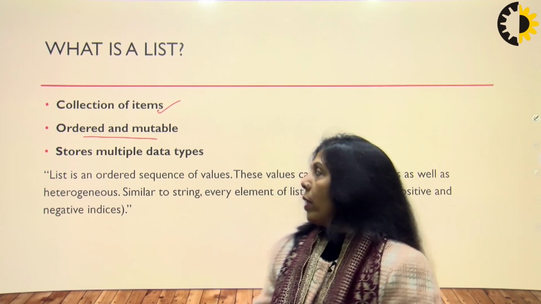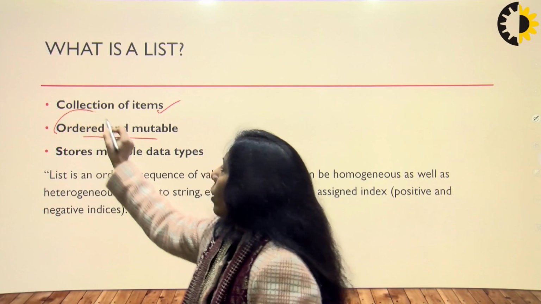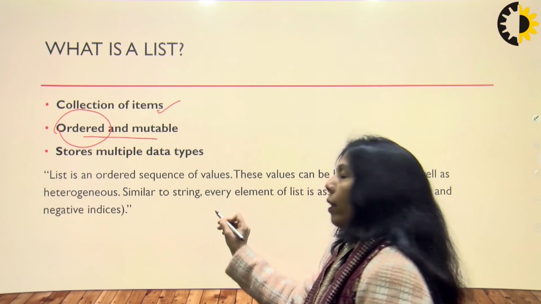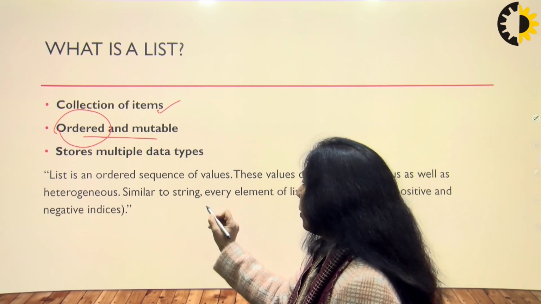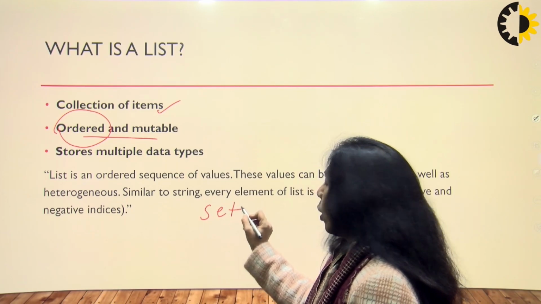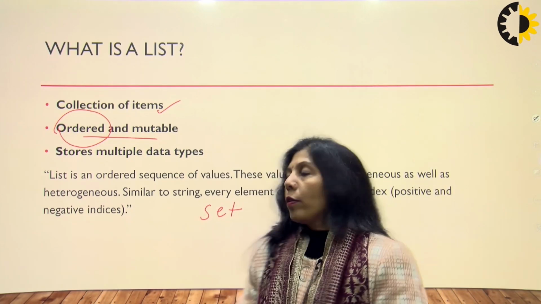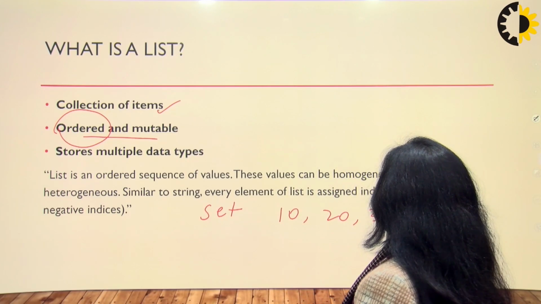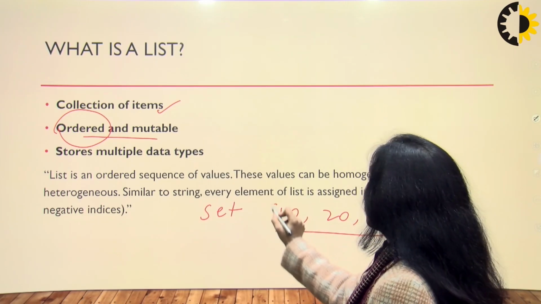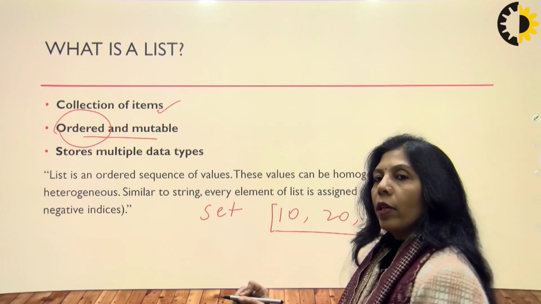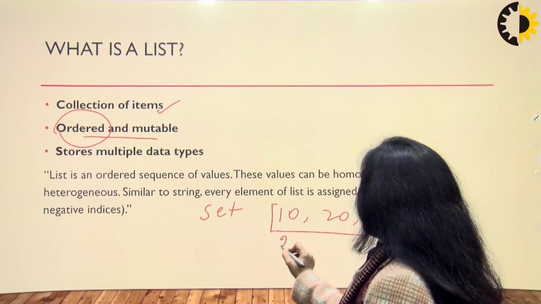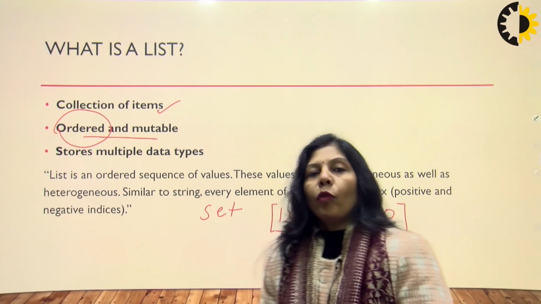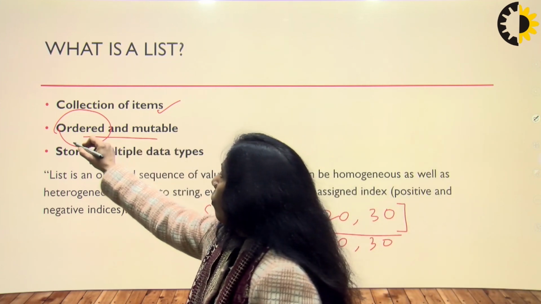Here we need to see that a list is always ordered. Ordered means it is always in a proper sequence, other than the set data type, which is totally unordered. Let's say if we have 10, 20, 30, then our order will always remain the same in the list. But in the set, it could be 20, 10, 30 or anything whatsoever. So that's why it is always ordered.